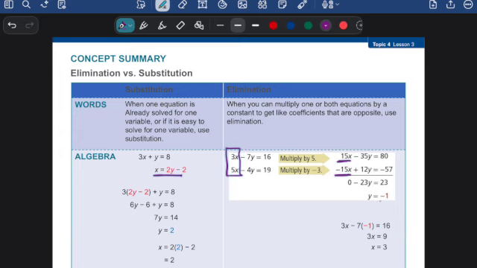And then make sure you keep track of which variable you're solving for. Okay, write those down carefully. And then you plug in that value to find the other variable.